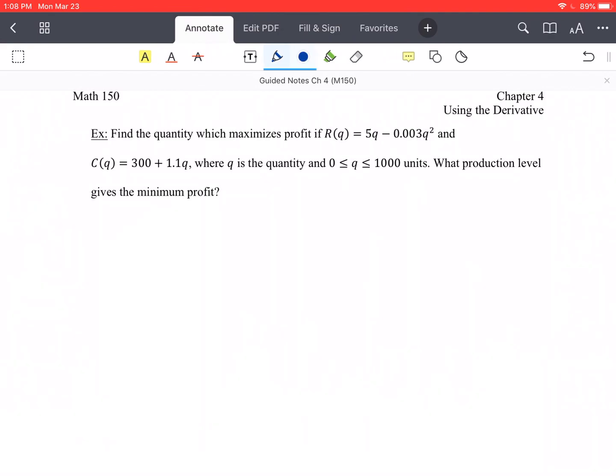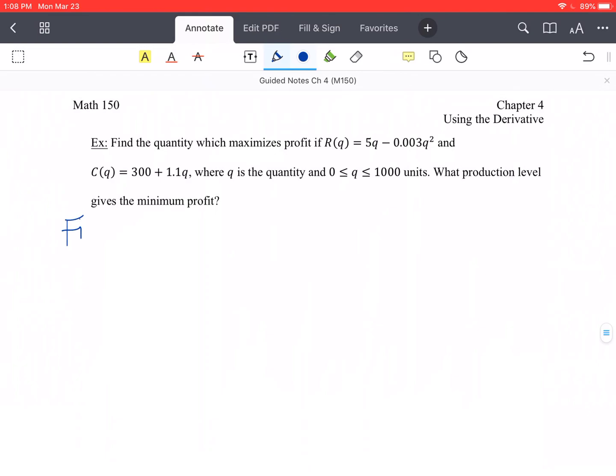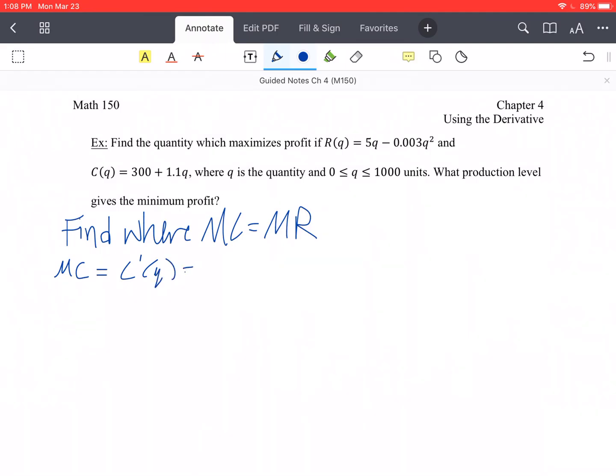So we need to, first off, find where marginal cost equals marginal revenue. Okay, so we need to get marginal cost and marginal revenue. So marginal cost, that's C prime of Q. That's just going to be 1.1.